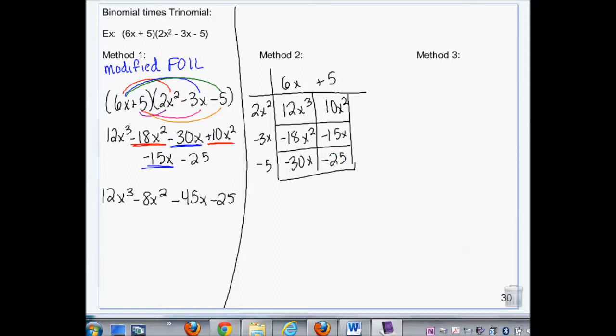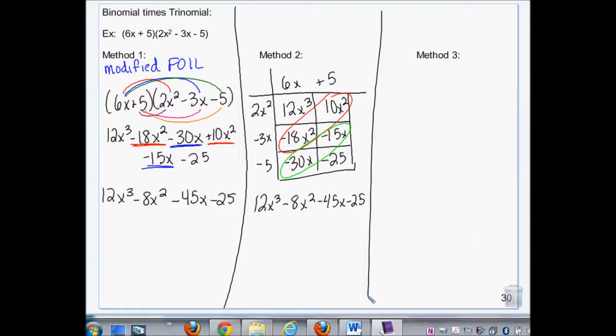And you can see we still have like terms on diagonals. So I get 12x to the third minus 8x squared minus 45x minus 25. So same answer, just different method. And again, if you like this one better, use this one. And then we'll try the next one. And if you like that better, use that one.